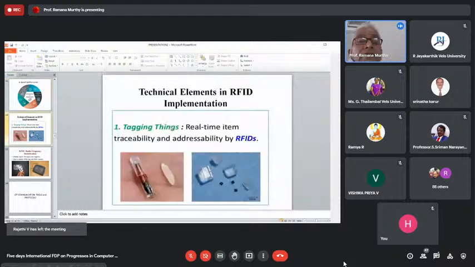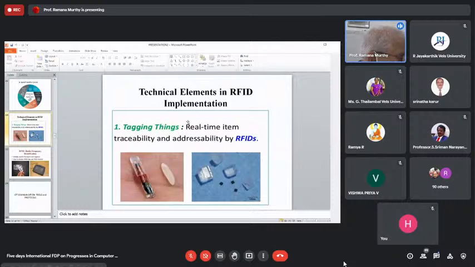Right. Next. Now, I am giving you a very important thing. Everybody will tell you about it, but technically, what is it? You have to be aware. See, the technical element of IoT is the RFID I told you about. Radio frequency identifiers you have to implement. For example, tagging things. A real-time item is meant for traceability and addressability by RFID. We use this basically in the digitization of all the libraries.